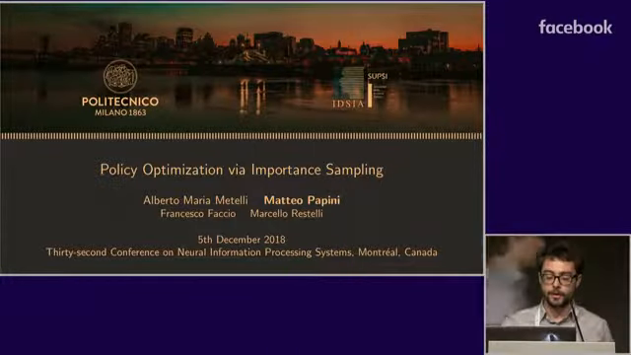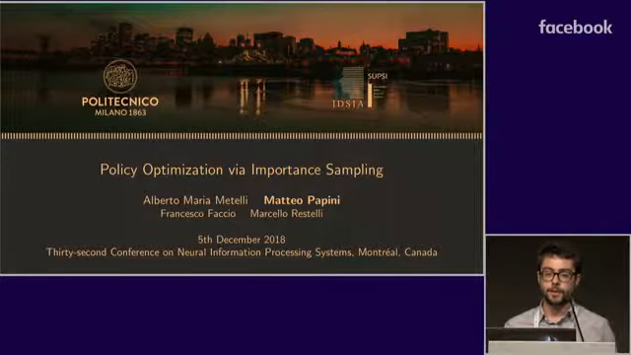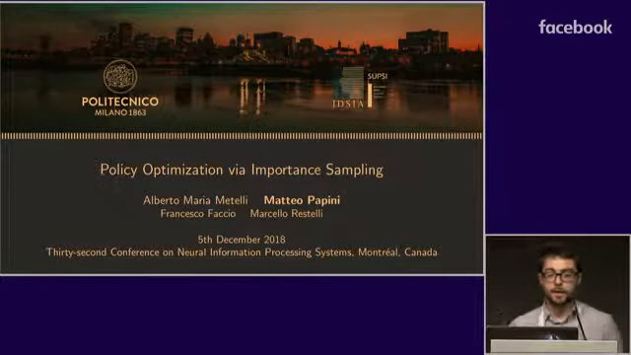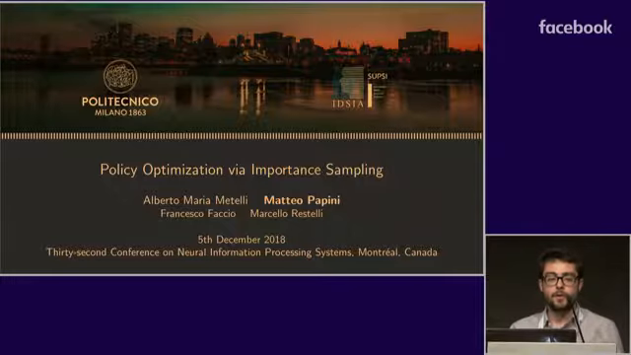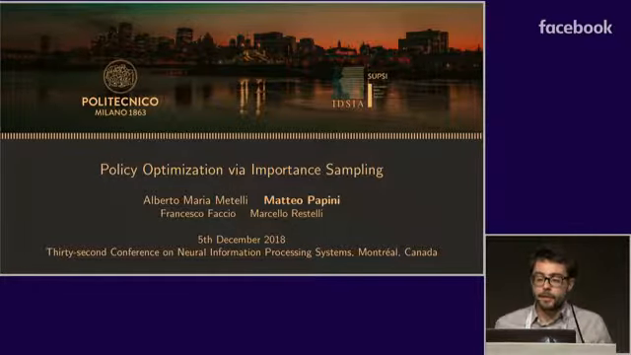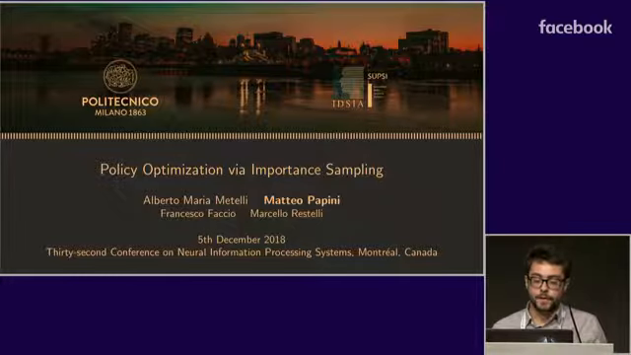Hi, I'm Matteo from Politecnico di Milano, and this is a joint work with Alberto, Francesco, and Marcello. I'm here to tell you about policy optimization via importance sampling, a novel policy search algorithm that uses off-policy evaluations in order to make the best use of the trajectories it collects.